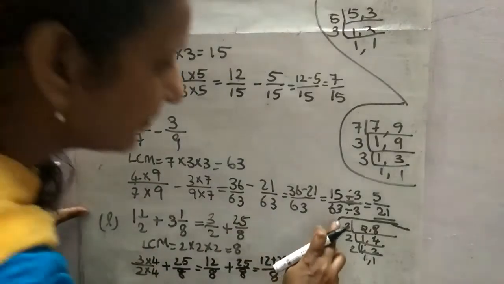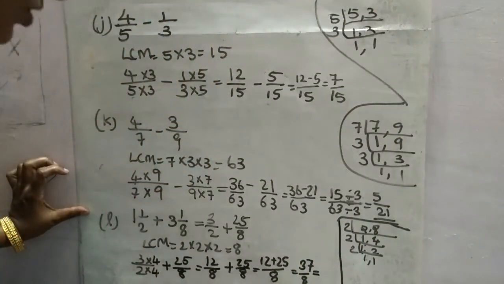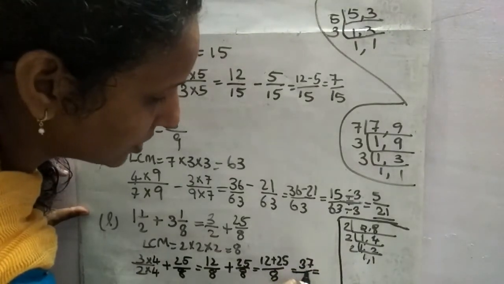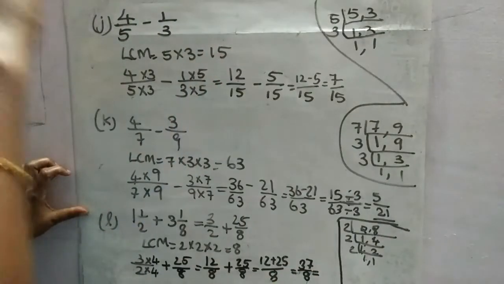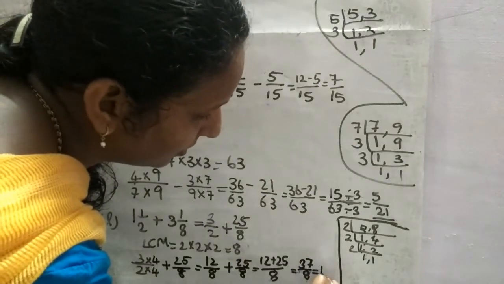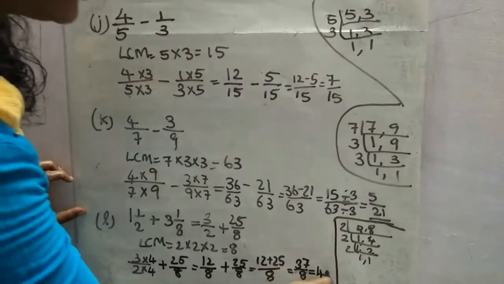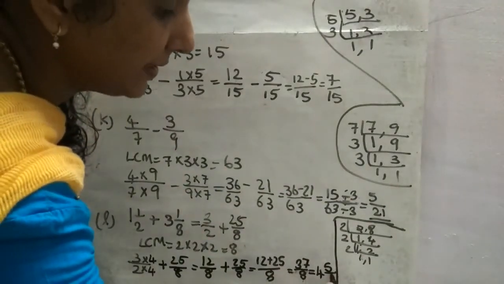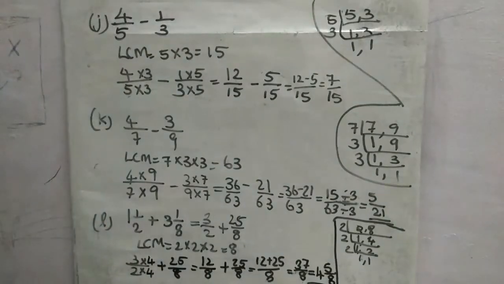Then how will you convert? Divide 37 by 8. Which number will you get as quotient? How many times is 8 in 37? 4 times. Yes. 4 8s are 32. Remaining 5 is here. Remainder will be at top. And the 8, write it as the denominator. So 4 and 5 by 8 is the answer.